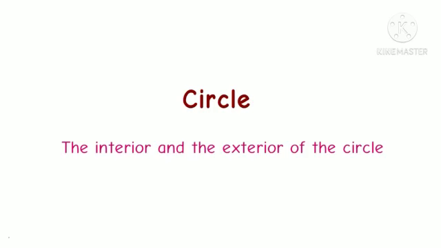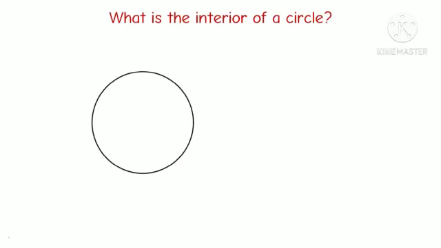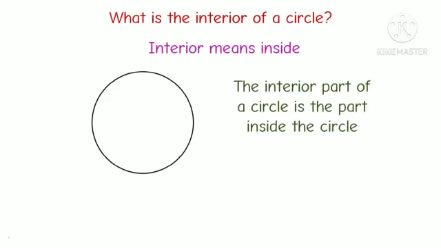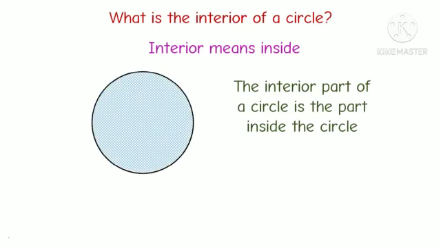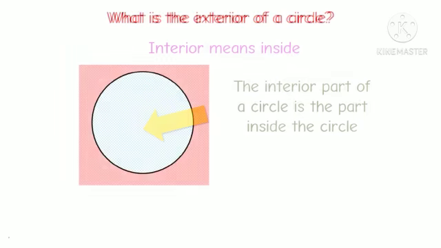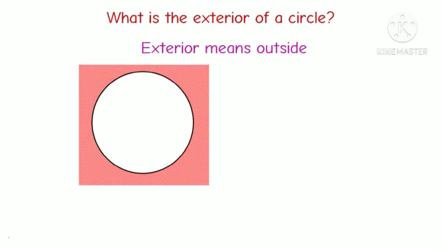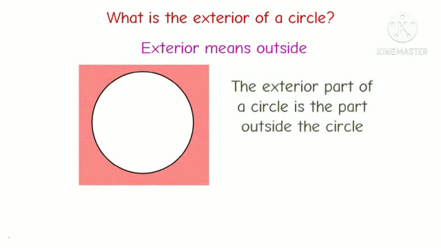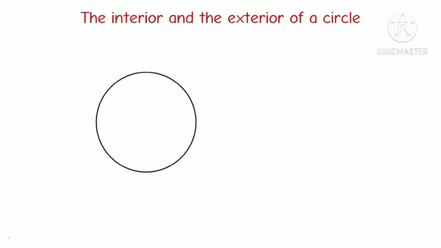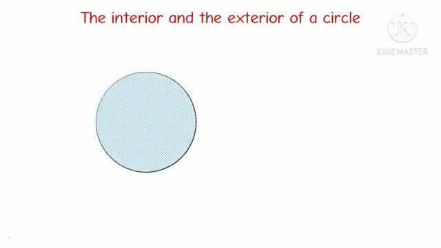Circle, the interior and the exterior of the circle. What is the interior of a circle? Interior means inside. The interior part of a circle is the part inside the circle. What is the exterior of a circle? Exterior means outside. The exterior part of a circle is the part outside the circle.